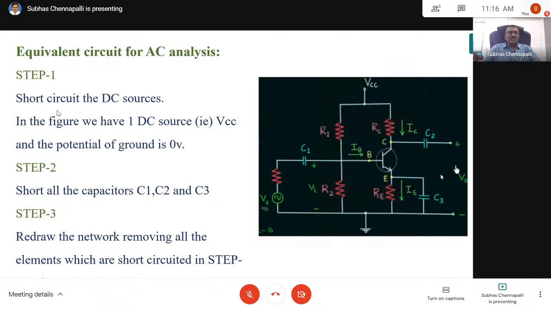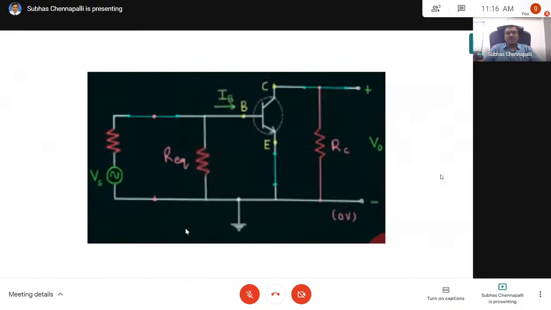You do it like this: short circuit the DC sources, means earth them. Then short all the capacitors C1, C2, C3. Then, after doing step one and step two, step three is to redraw the circuit. Then you will get it like this.